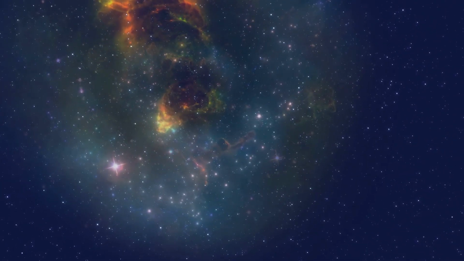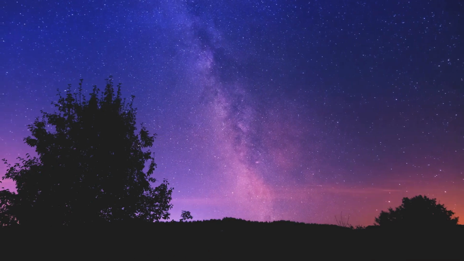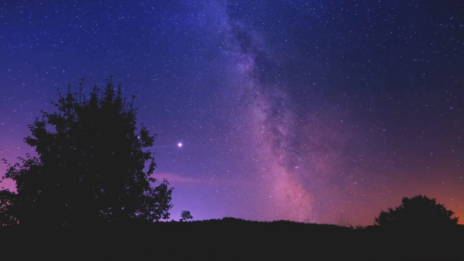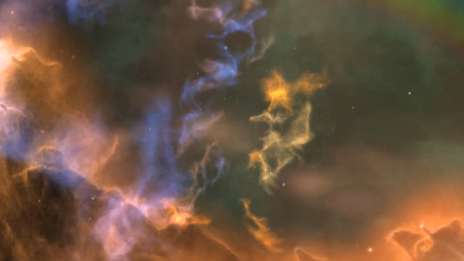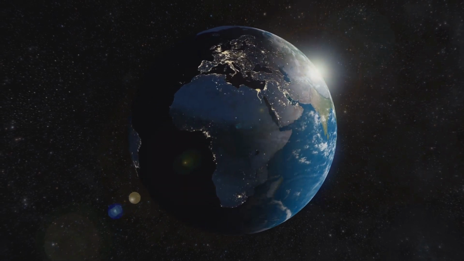The story of our solar system's formation is a story of cosmic evolution, a story that spans billions of years and connects us to the vast universe beyond our planet. From a cloud of gas and dust, gravity sculpted a star and a system of planets, one of which, our Earth, became a cradle for life.